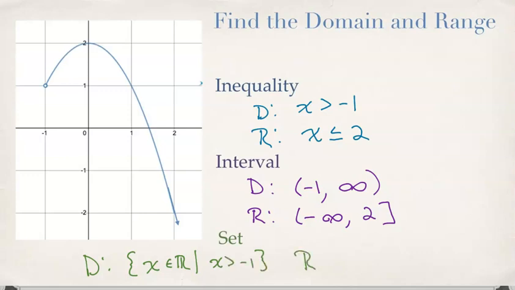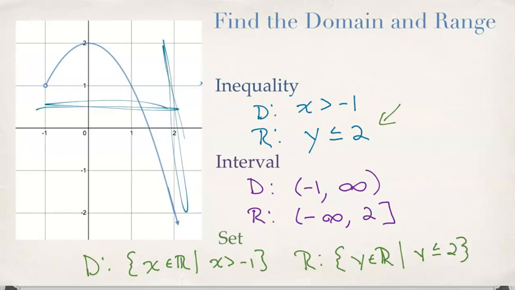And the range, now be careful here, is the set of all y's in the real numbers, such that y is less than or equal to 2. And I said to be careful here, but I wasn't careful up here. Look at that. I put an x instead of a y. Range is y's, so let's make sure that you're using a y and not an x when you're talking about range. So domains are x's, they're going left to right. Range is y's, it's going up and down.